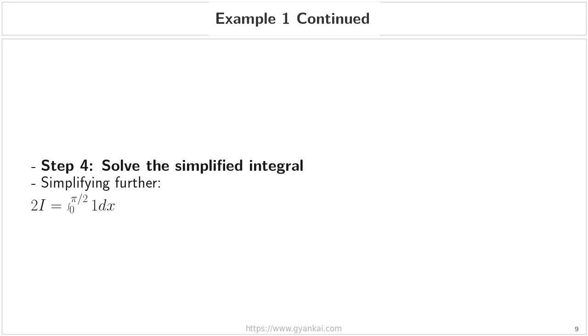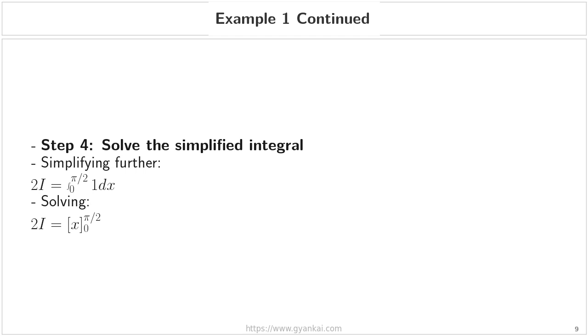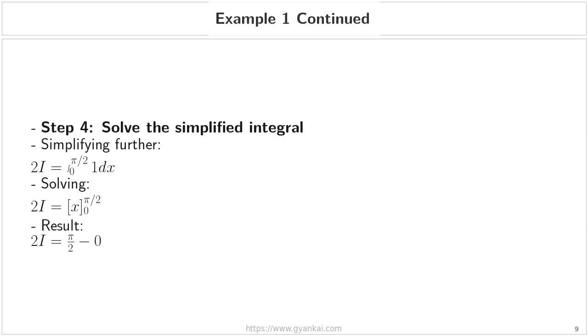We're now integrating a constant function, which is just 1, with respect to x, from 0 to pi over 2. To solve this, we recall that the integral of a constant, in this case 1, is simply x. So, we write 2I equals x, evaluated from 0 to pi over 2. This means we substitute the upper limit, pi over 2, into x, and then subtract the value of x at the lower limit, which is 0. This gives us 2I equals pi over 2 minus 0, which simplifies to 2I equals pi over 2.